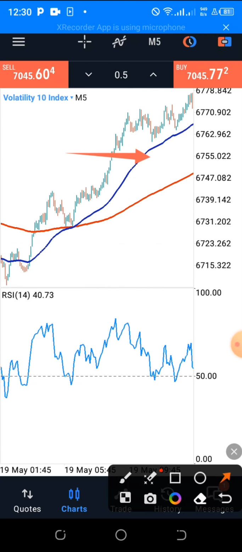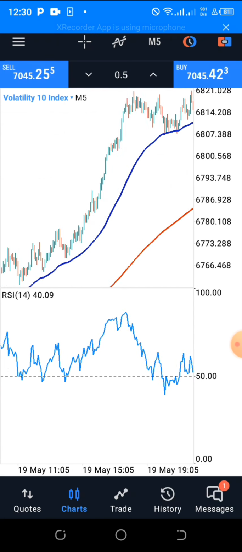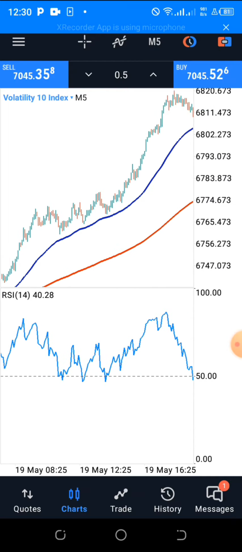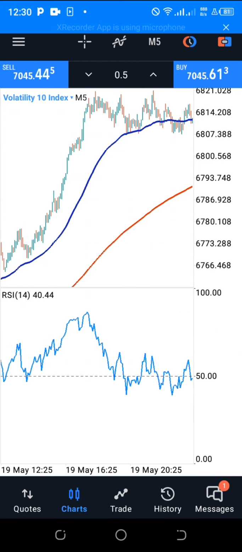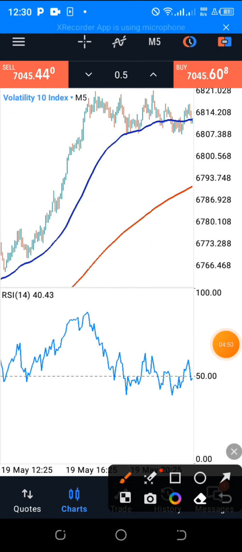Then the second thing is that the price should also be above the what? The blue line. The price should be above the blue line. This is the blue line. Then we are good to go. Then the second option is that we're going to be focusing on the RSI, this one.